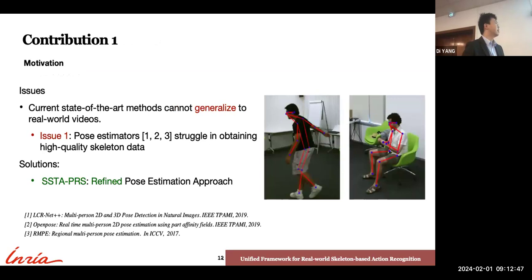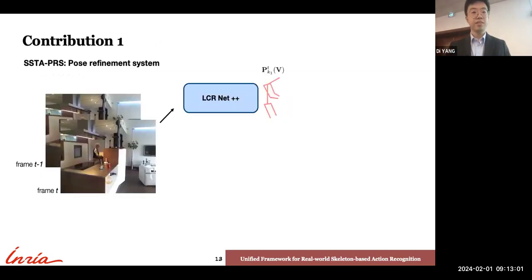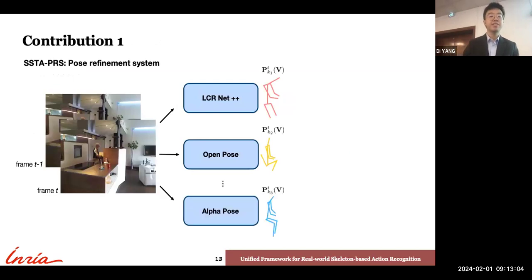The first is SST8 PRS. It's a pose refinement system. This system aims at improving the pose estimations in real-world videos to get higher quality skeleton data. So the main idea is that we use multiple expert pose estimators from the state of the art to extract poses on top of a video frame. And we can see that we use LCRnet, OpenPose, and AlphaPose. Each of them has its advantages and disadvantages.